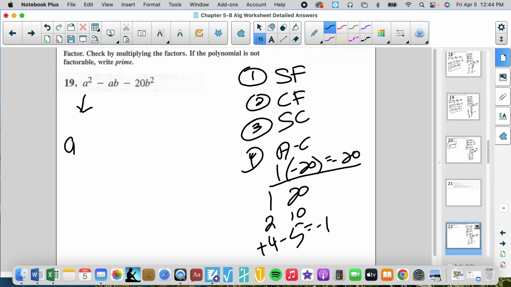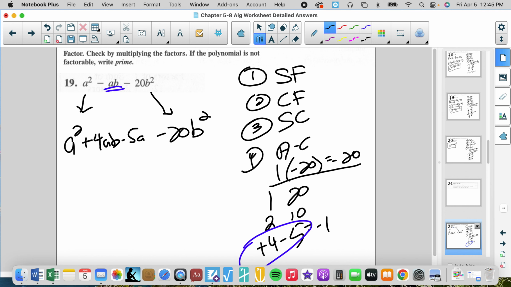So a squared still comes down. Negative 20 b squared still comes down. And this time, my factor pairs are going to have a variable of ab. So it's going to be positive 4ab, negative 5ab. And when we factor by grouping, we have to recognize that the common factor is going to be a, which leaves us with a plus 4b. And with this set, not only do we have a coefficient, but we have a variable. So it's negative 5.